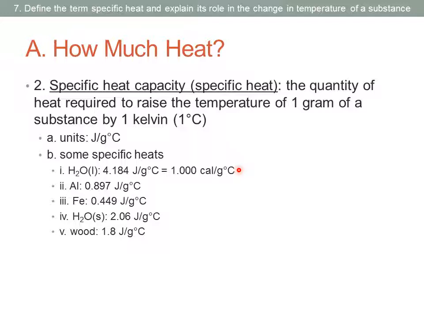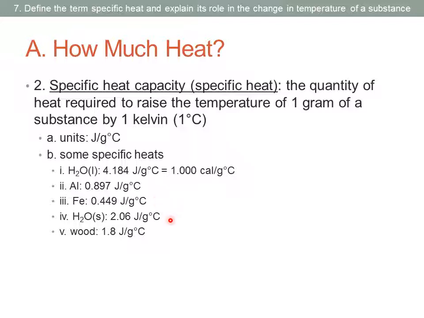As we just take a look at these, we'll notice that aluminum and iron, which are both metals, have a much lower specific heat than water does. And notice these are in joules per gram degree Celsius. So the specific heat of these metals is much lower. That means it doesn't take as much energy to change their temperature.